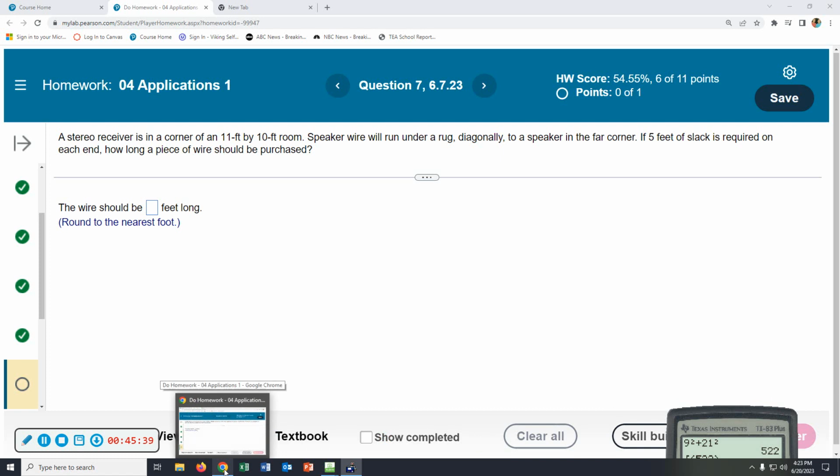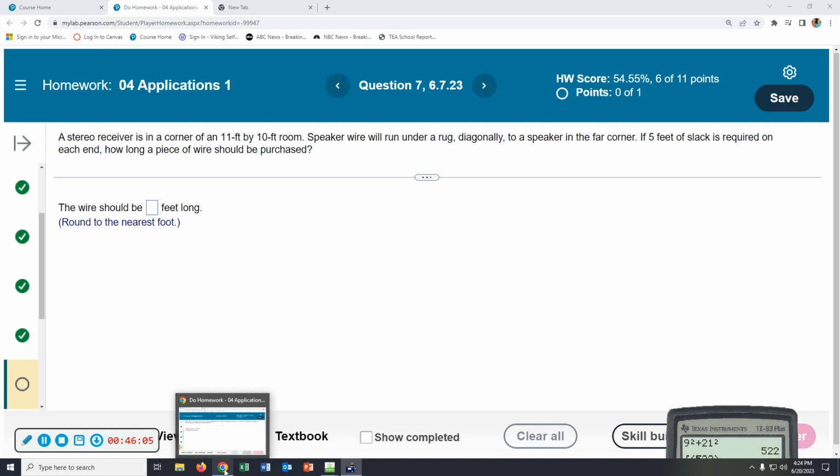A stereo receiver is in a corner. Speaker wire will run under a rug diagonally, like this, to the far corner. So this is the speaker wire. We need 5 feet of slack on each end.